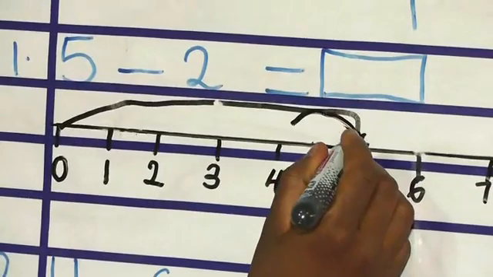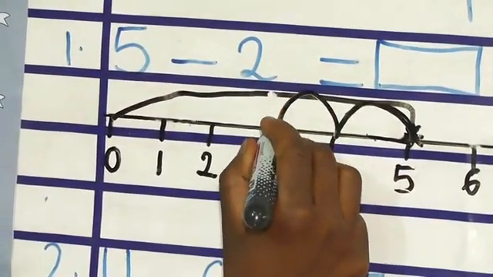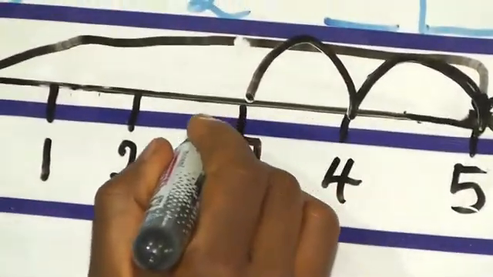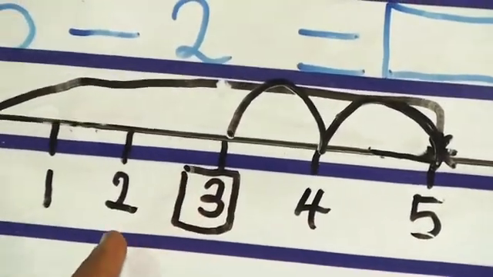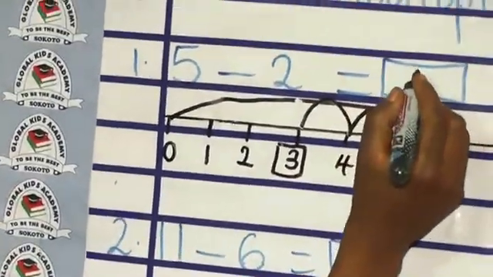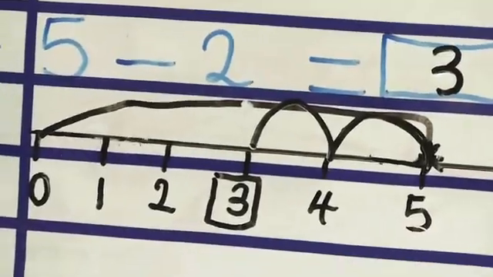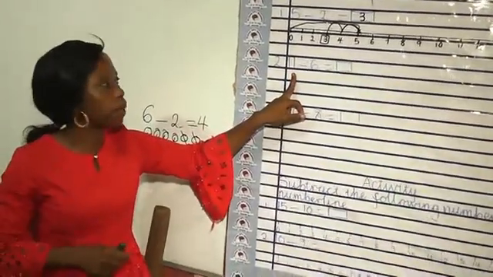So we start from 5, you go this way, 1, and then 2. Put it in a box so that you won't forget. Okay? So 5 minus 2 will give us what? 3. 5 minus 2 will give us 3. You come over here and write your 3. Okay? Is it hard? It's not hard. Maybe by the time we finish with the next one, you'll get it better.